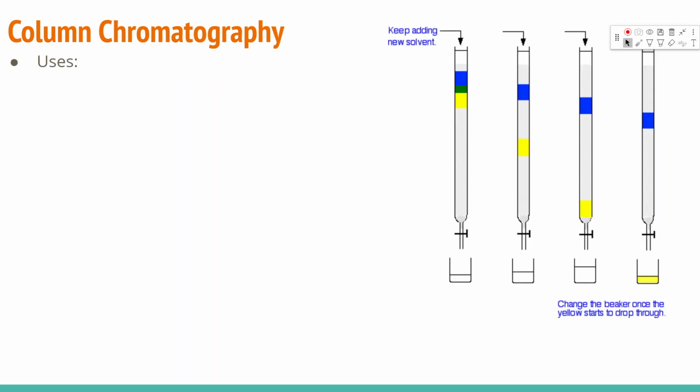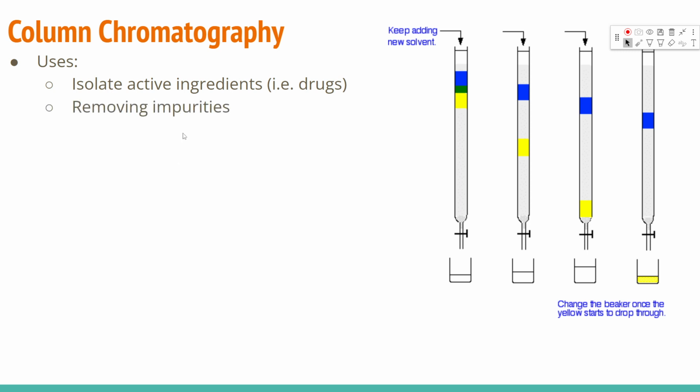Cool. There are many uses for this. I might as well just talk about the uses now in case you are curious. In drugs, if you're trying to isolate active ingredients, you can use column chromatography to get the pure substance of whatever drug you're trying to make. I'm talking about prescription drugs. Removing impurities: if I'm trying to remove certain things from the mixture, it is good for removing impurities that I don't need in whatever mixture I have.